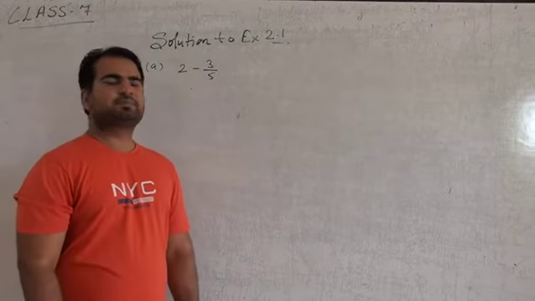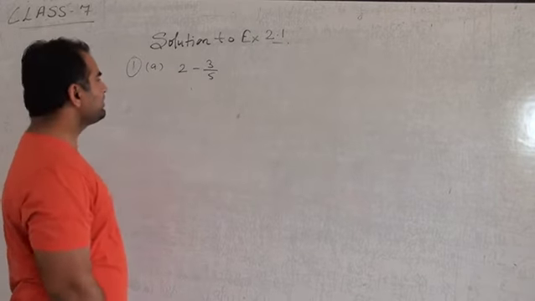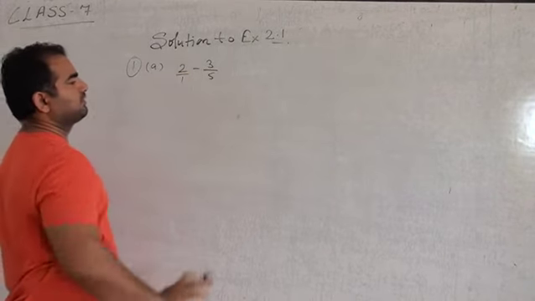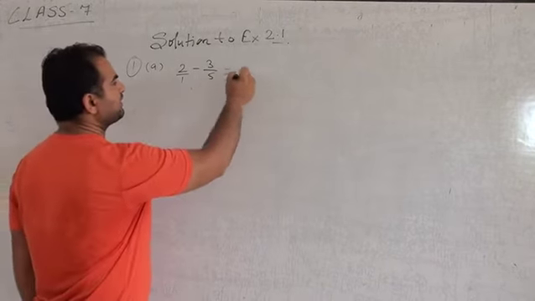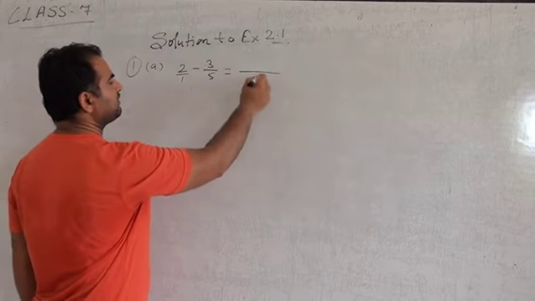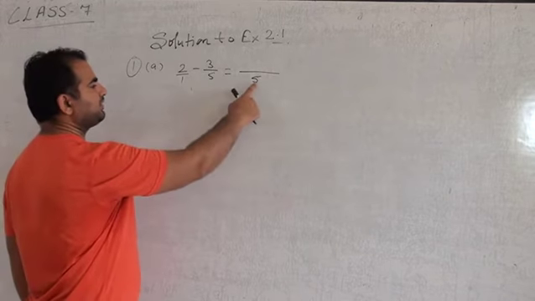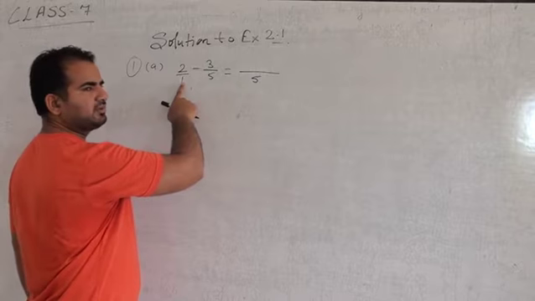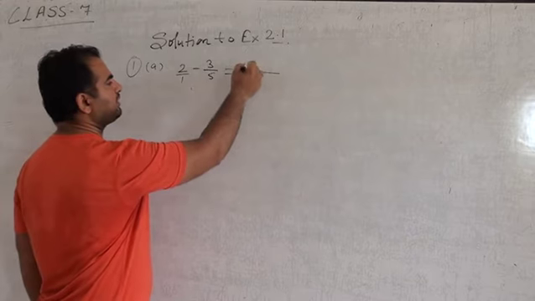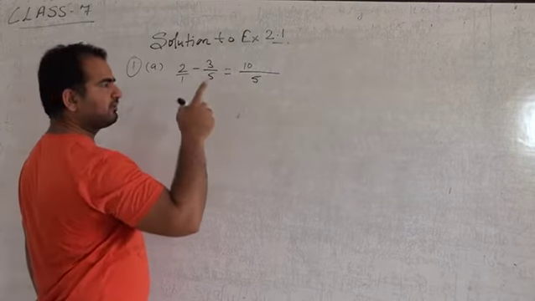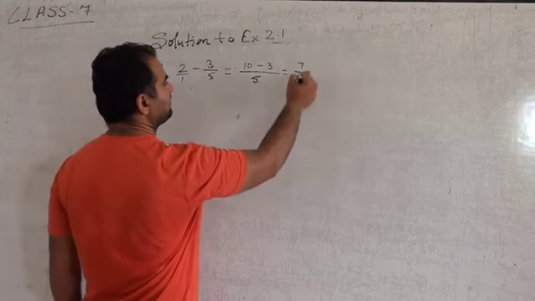Like it was told before, we have to put 1 as the denominator of the 2. The denominators are different, so we have to find the LCM. The LCM of 5 and 1 will be 5. Now we divide this 5 by 1, so it will be 5, and the answer is multiplied by 2. It will be 10. Divide 5 by 5, it will be 1, and 1 into 3 will be 3. What is 10 minus 3? It will be 7 upon 5.